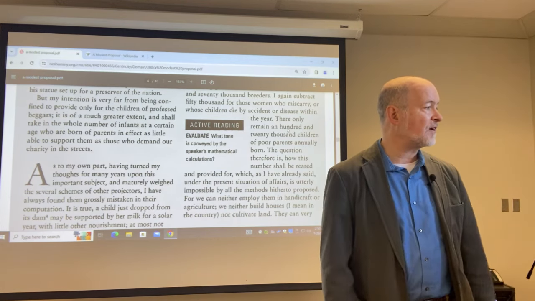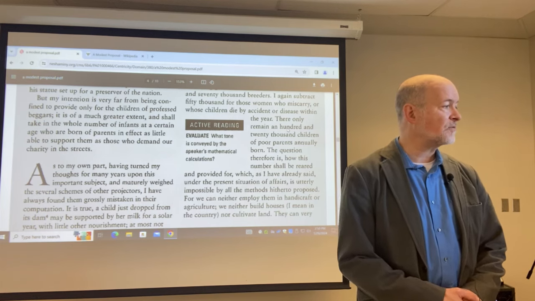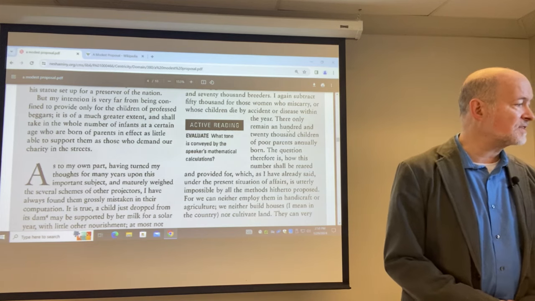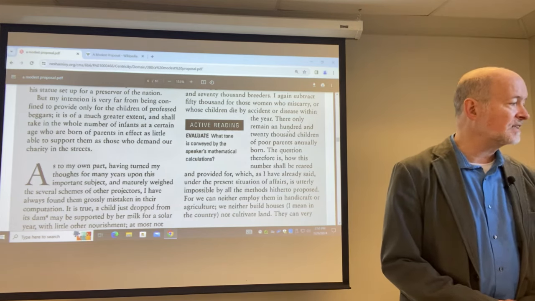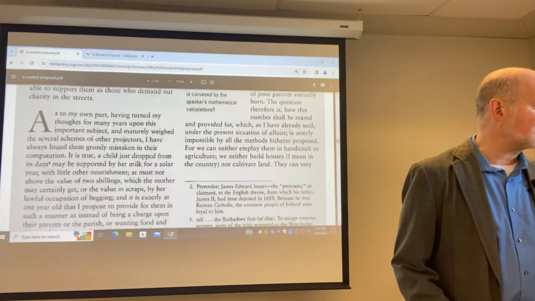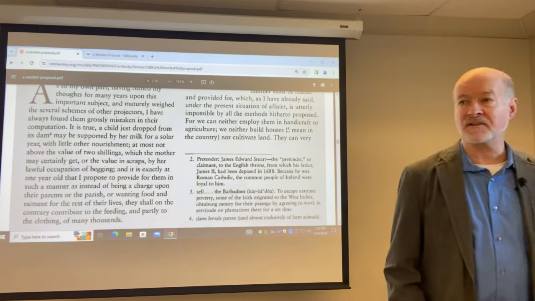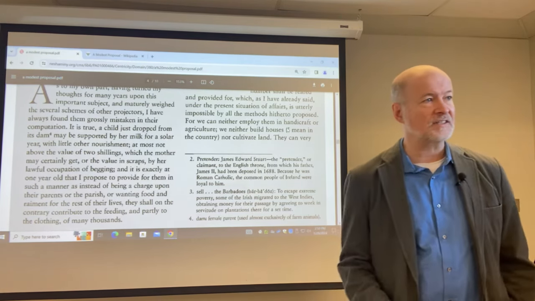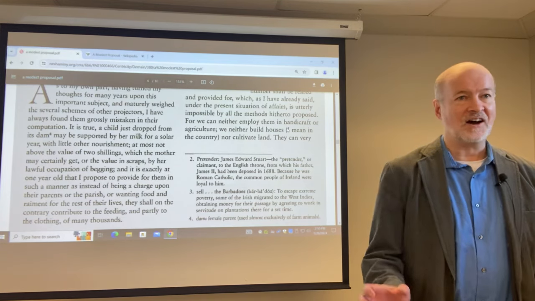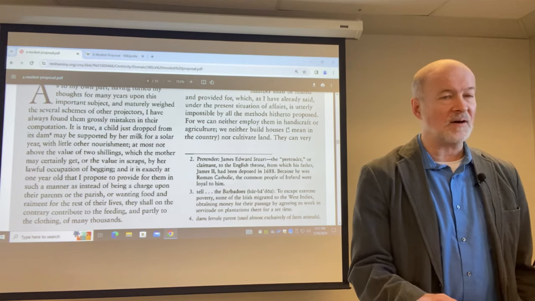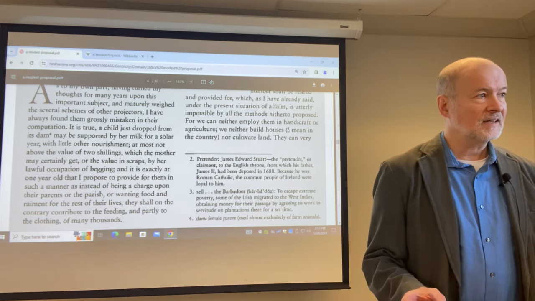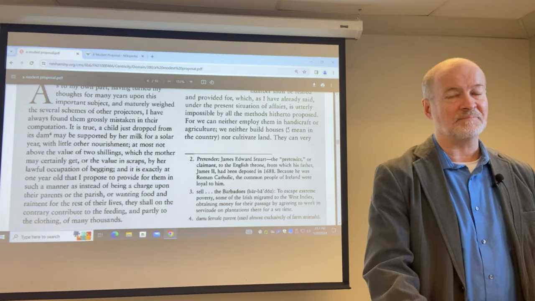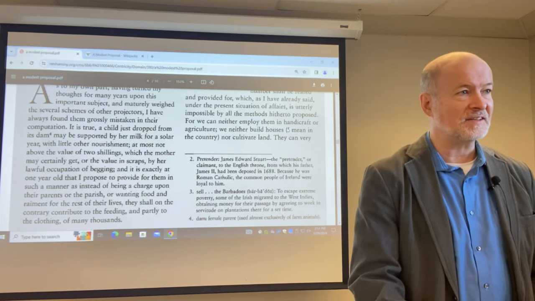Swift: But my intention is very far from being confined to provide only for the children of professed beggars. It is of a much greater extent and shall take in the whole number of infants at a certain age who are born of parents in effect as little able to support them as those who demand our charity in the streets. So he's not only going to solve the problem for the kids, he's going to solve it for everybody. Now I'm all listening. This is called, in marketing, the hook. He's got you. Oh, wow. I've identified a problem. You recognize the problem. I'm going to give you a very cheap, easy, modest proposal to solve the problem. This is too good to be true, right? But you're leaning in.